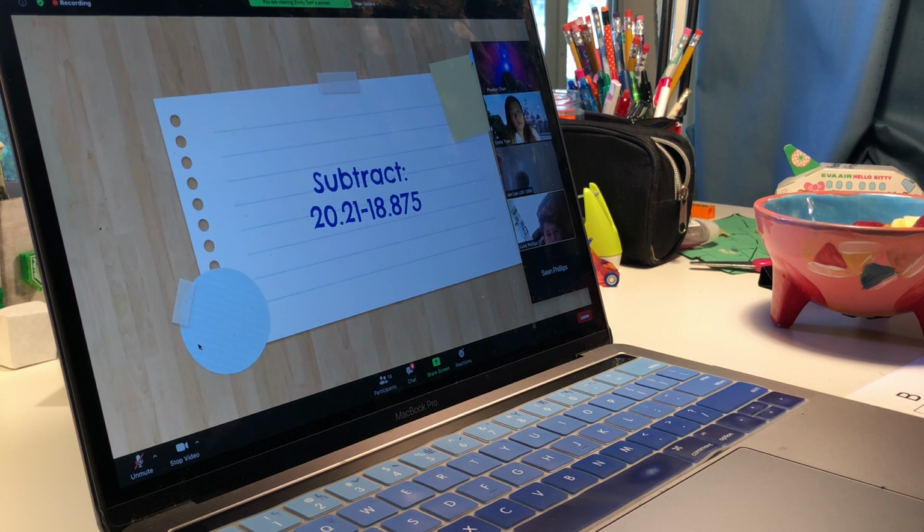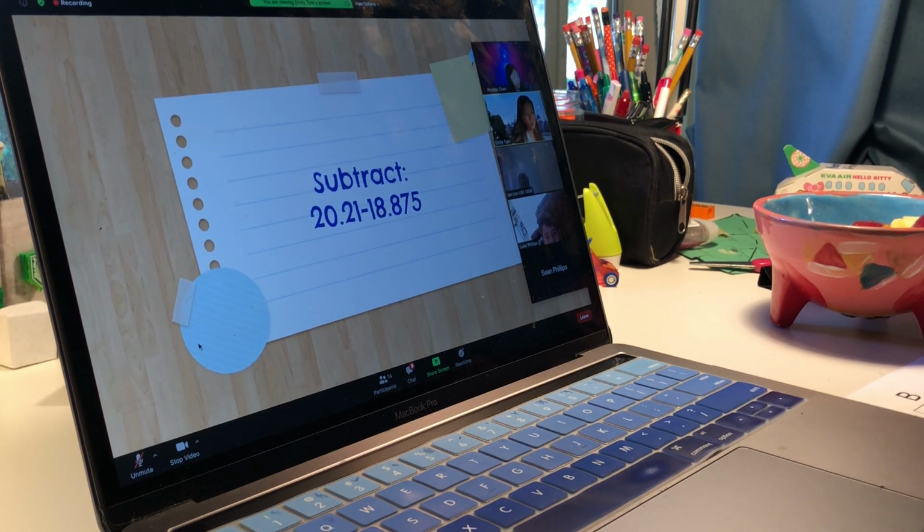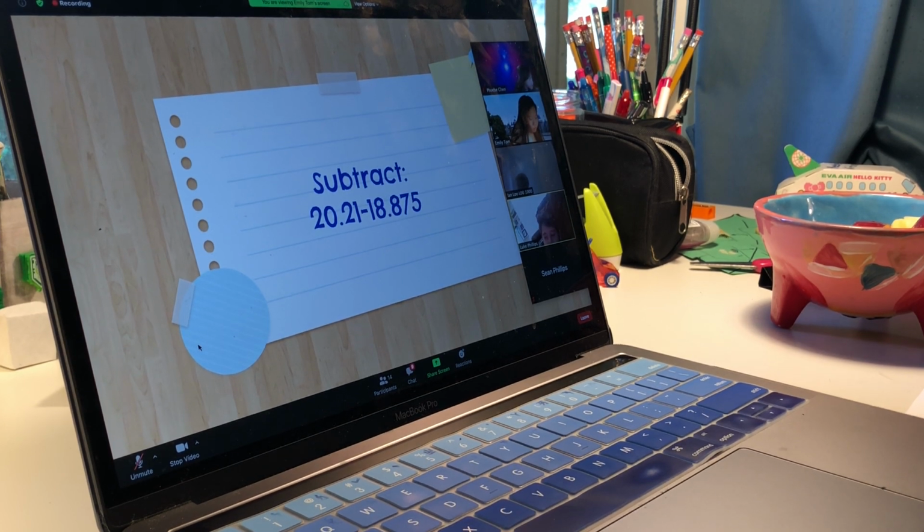Is it 1.335? Did anyone else get that? Yeah, I got that. 1.335. Because if it is, it just adds to another one. I only need 1. Yeah, same.